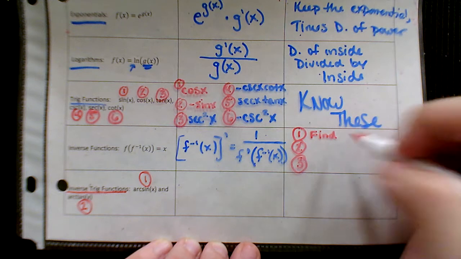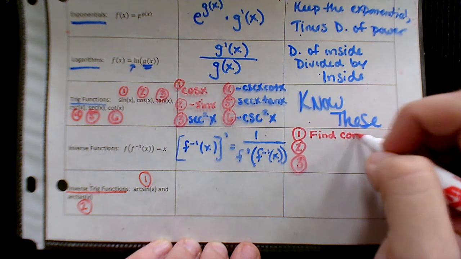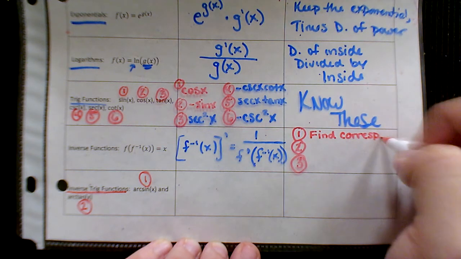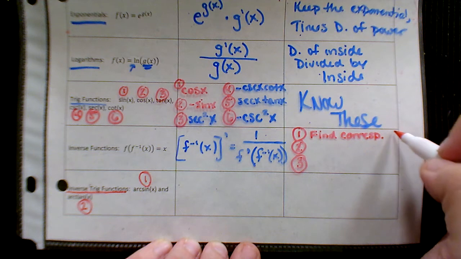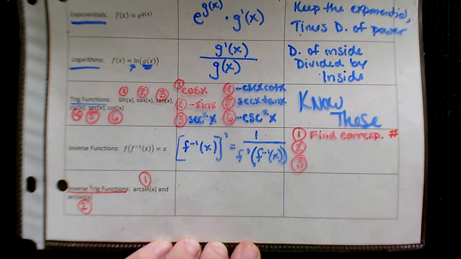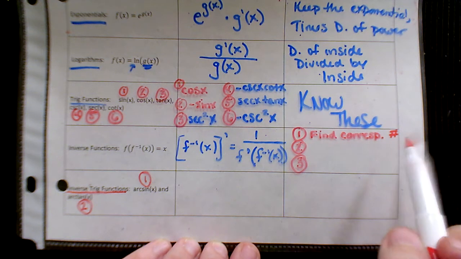That corresponding number. So we'll say find corresponding, I'm going to abbreviate, find corresponding number. So they're eventually going to give you an x value for the inverse, but if that number is an x value in the inverse, it's a y value in the original, so you have to use that y value to figure out the corresponding x value. Craziness. We did a lot of table jumping. So we find the corresponding number.